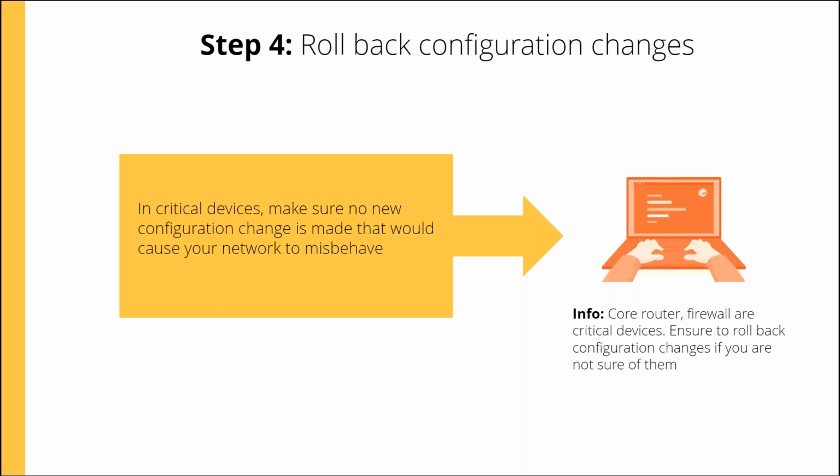Like I mentioned before, rolling back to a previous configuration for critical devices makes sure that no new configuration changes cause your network to misbehave. So it will roll back to a previous configuration, and this will be applicable majorly for your core routers, firewalls, and other critical devices.